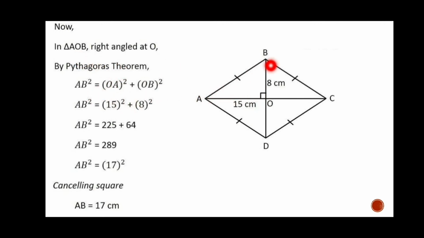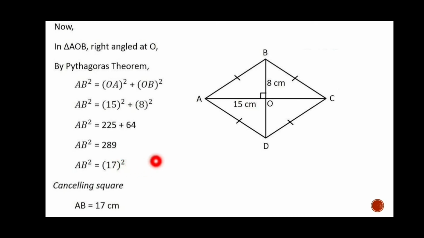So the hypotenuse: AB square is equal to OA square plus OB square. So AB square is equal to OA, which is 15, and OB is 8. The square of 15 is 225 and the square of 8 is 64. When we add these two, we will get 289. And if you know this, it is the square of 17.